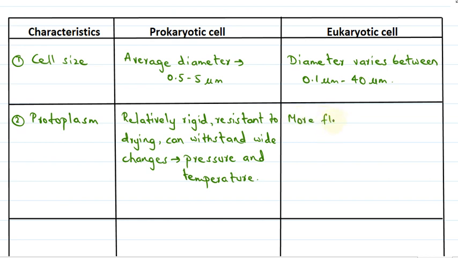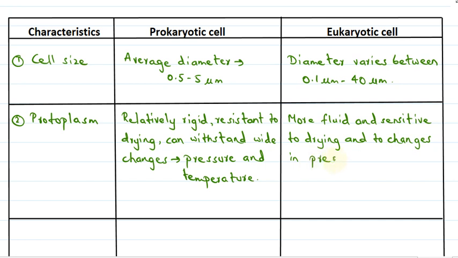Whereas in case of eukaryotic cell, the protoplasm is more fluid. It is more fluid and it is more sensitive, okay, fluid and sensitive to drying and to the changes in pressure as well as in temperature, okay.